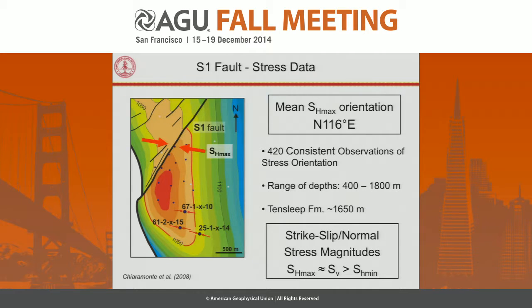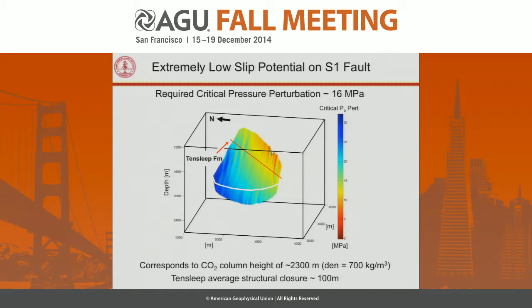In other words, you can fill the entire closure with CO2, which exerts a buoyancy pressure on the fault, but that can't induce faulting. And we can show that here: there's the fault, and what we're coloring there is the pressure change needed to make that fault slip.